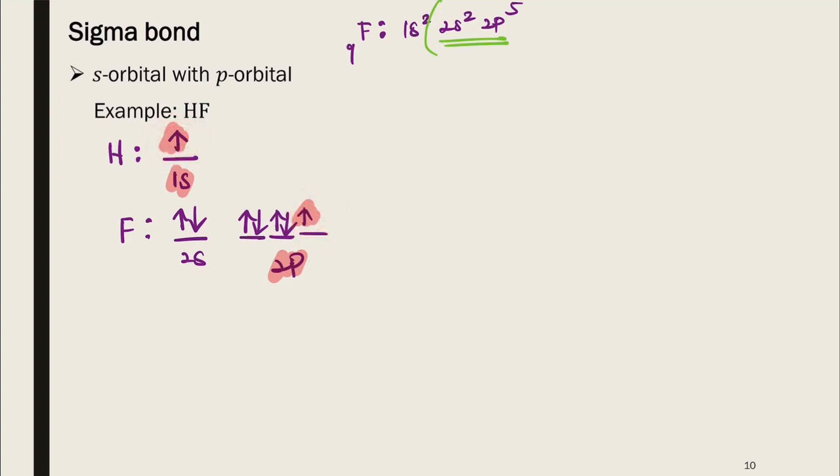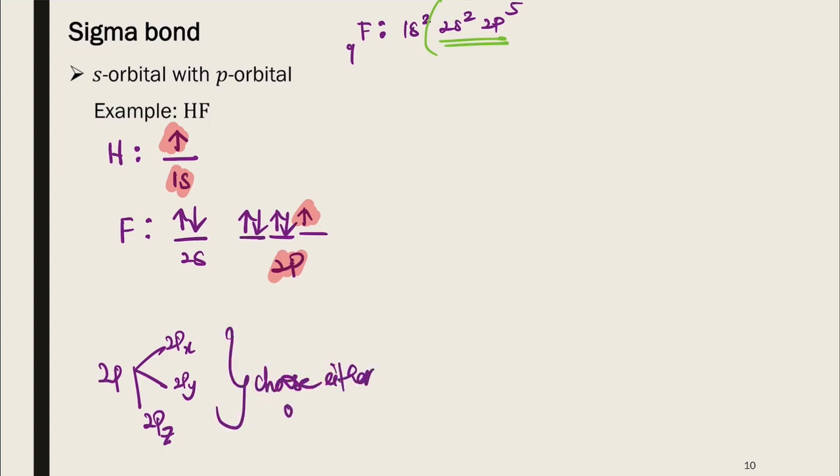Okay, tapi 2p ini kamu kena ambil tahu. 2p ada 3, sama ada 2px, 2py atau 2pz. So kamu kena pilih salah satu antara ketiga-tiga ni. Dia tidak spesifik yang mana satu kedudukan dia. So ikut suka kamu mau pilih yang mana satu.